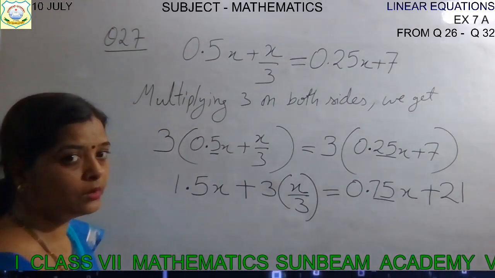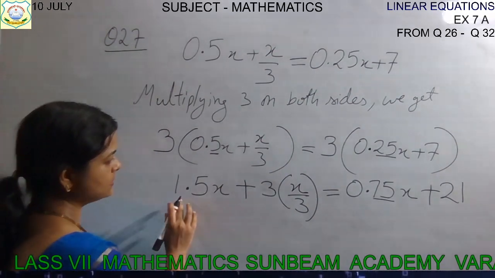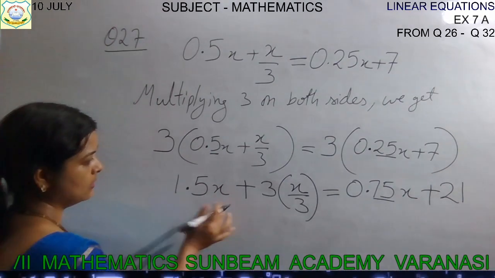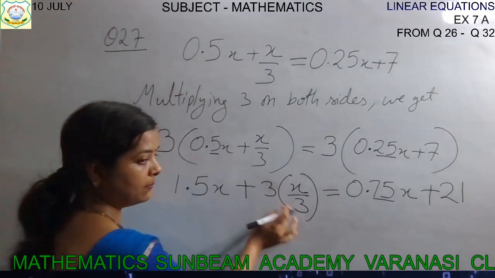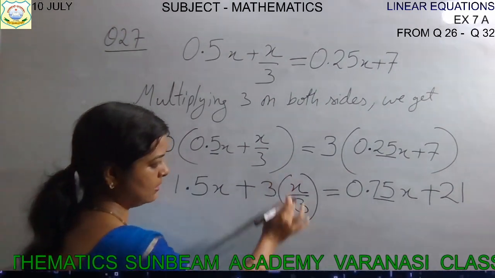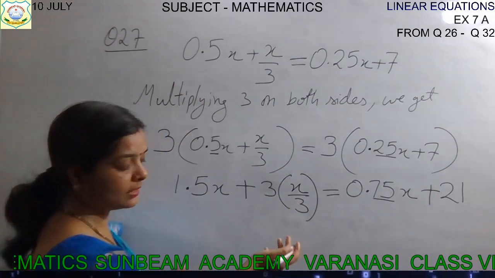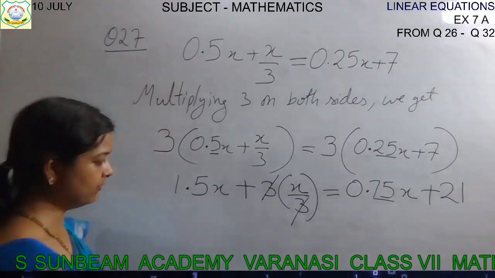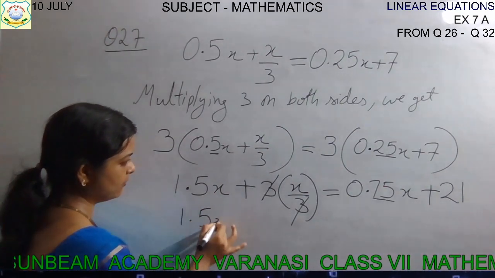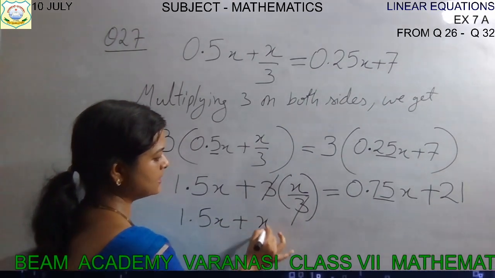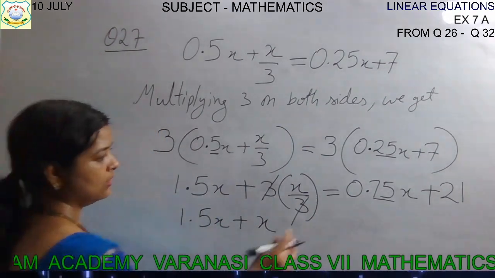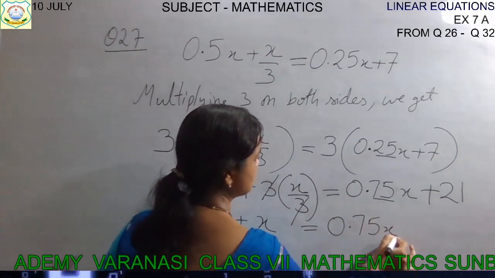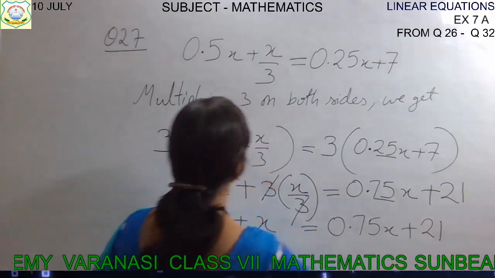Okay, now the next part is 1.5x plus, this 3 can be cancelled out, isn't it? This is a multiplication sign, bracket means multiplication, so 3 can be cancelled out from here. So now what will be left? Write down 1.5x plus simple 1x is left, so we will write x. Now that is equal to 0.75x plus 21.